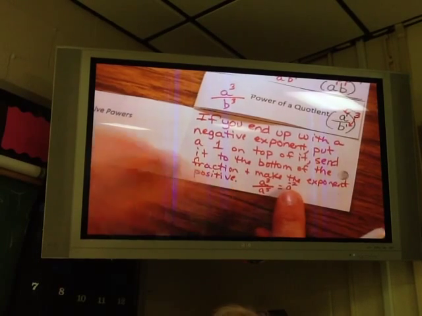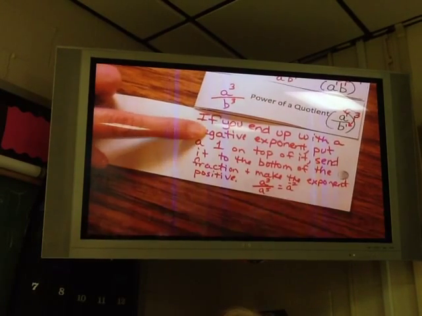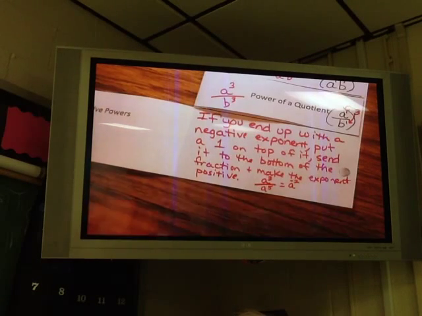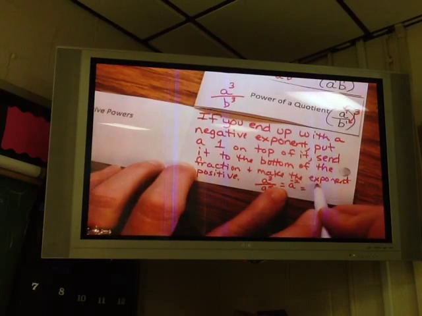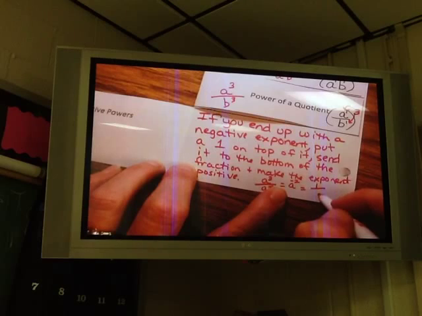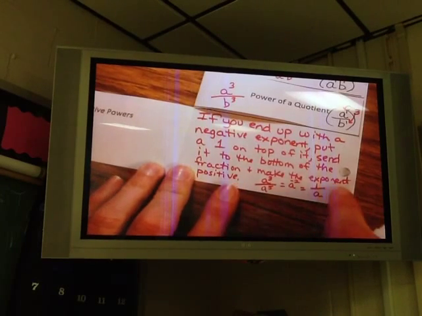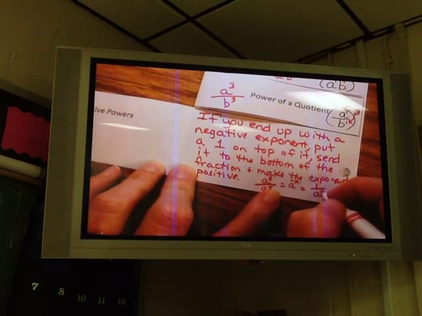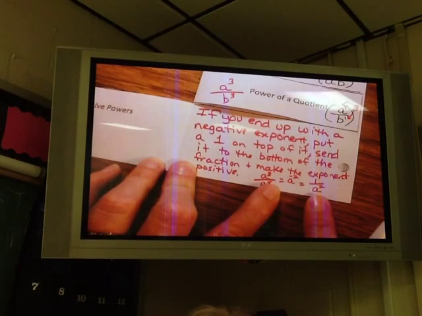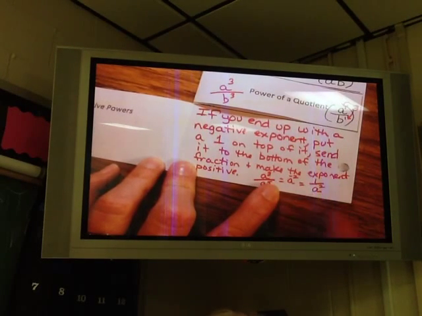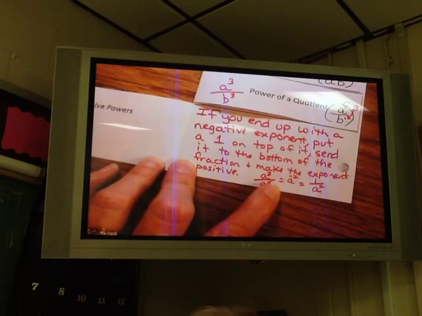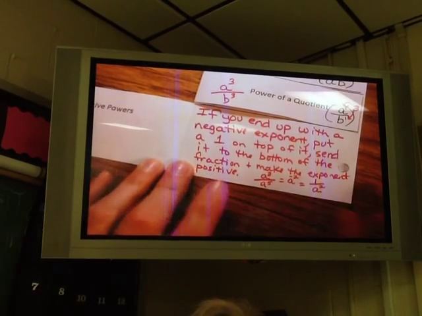Yes. So it says, if you end up with a negative exponent, put a 1 on top, send it to the bottom of the fraction. So I'm going to put a 1 on top, send this to the bottom of the fraction, and make the exponent positive, 1 over a to the 2nd. That's what that means. And now let me show you in that expanded form how that even came about, because you can see it visually if we do it in expanded form.